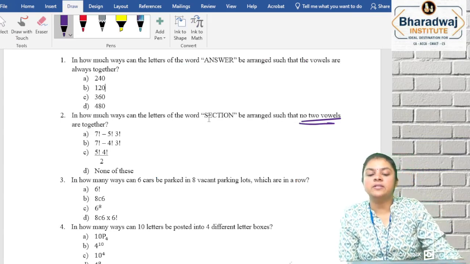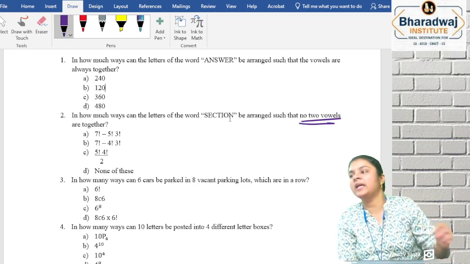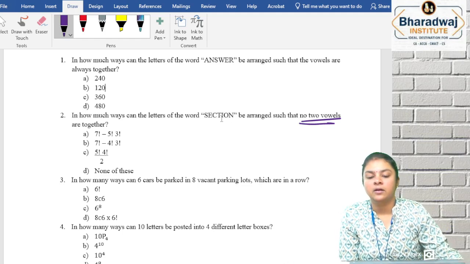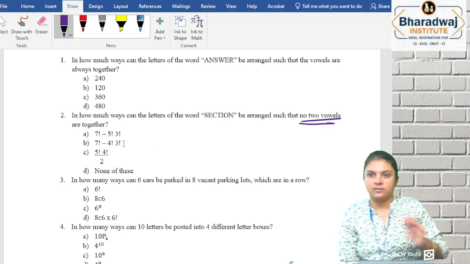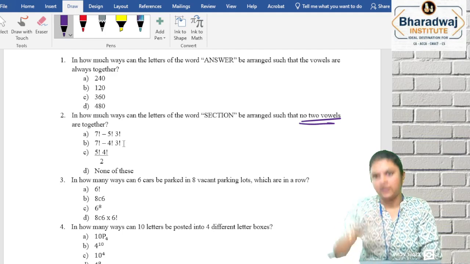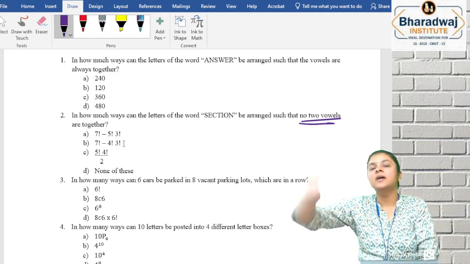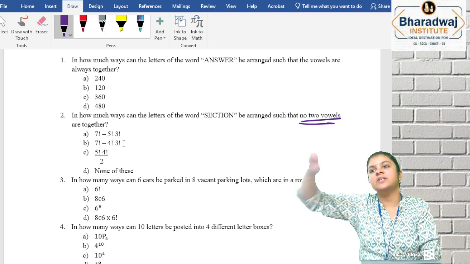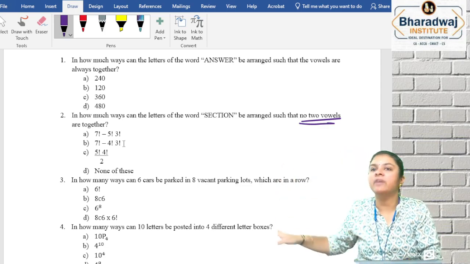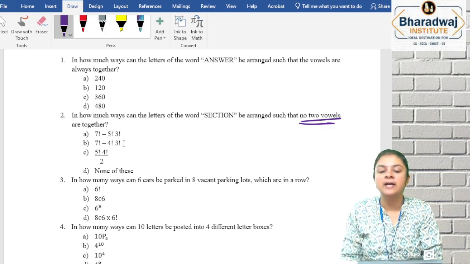So no two vowels. 1, 2, 3, 4, 5, 6, 7 items are there. How many? Don't worry about it. No two are together. Correct? So whether there are 3 vowels or 4 vowels, don't even worry about it. Just apply the formula.